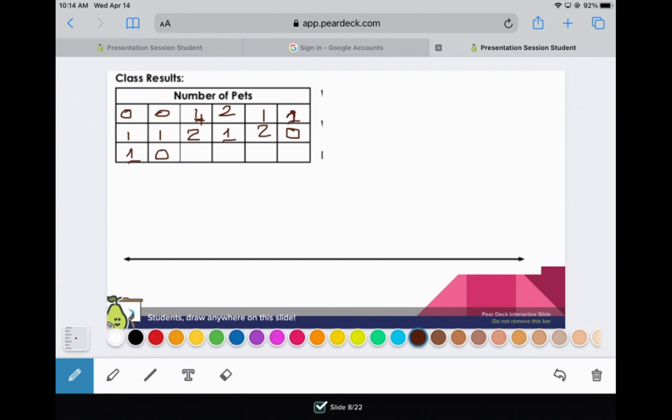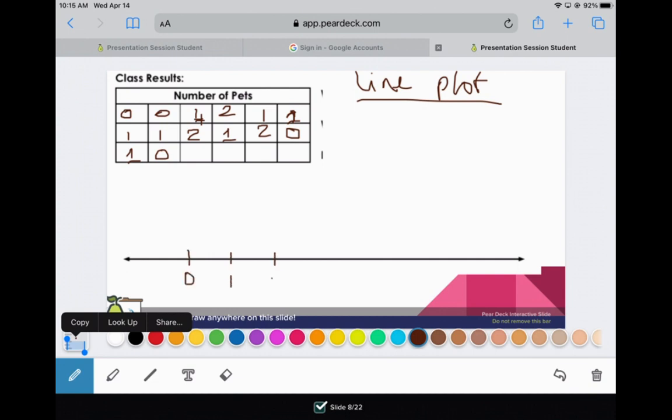Cool. So the most we have in here is 4 and the lowest is 0. So what we're going to do, we're going to do a line plot. Okay, so be careful. I'm looking at line plots. To label this, it's going to be number of pets. That is the number that I'm going to use in the number line. So it goes from 0 all the way to 4. So I can start with 0, 1, 2, 3, 4.